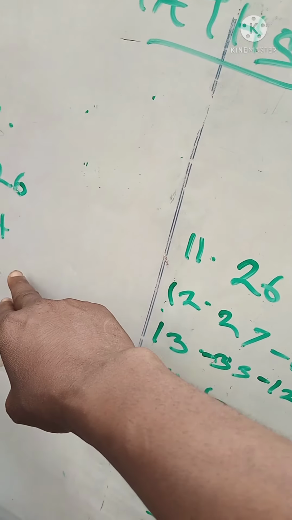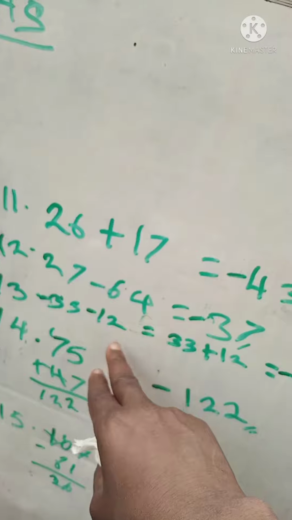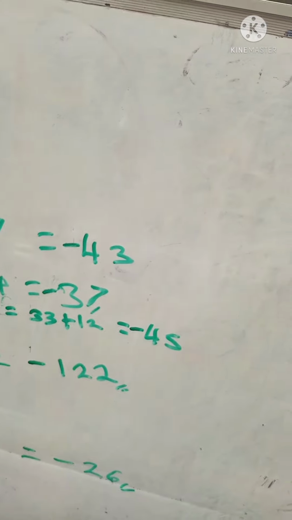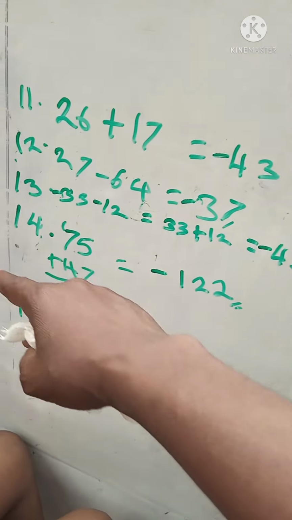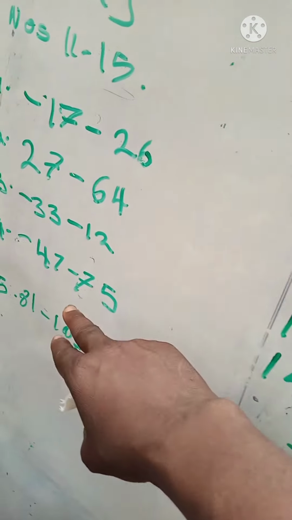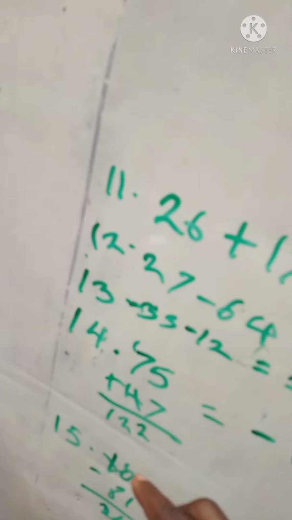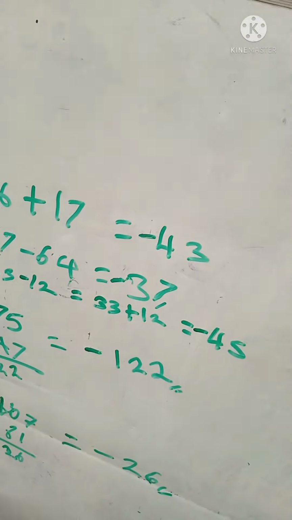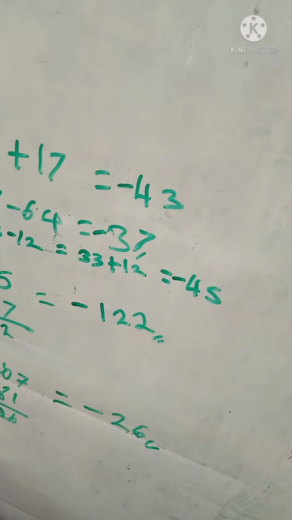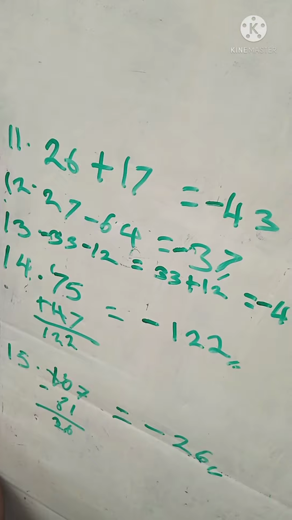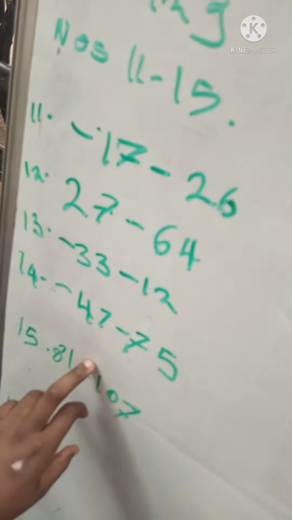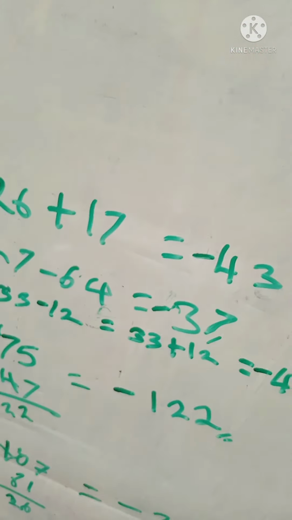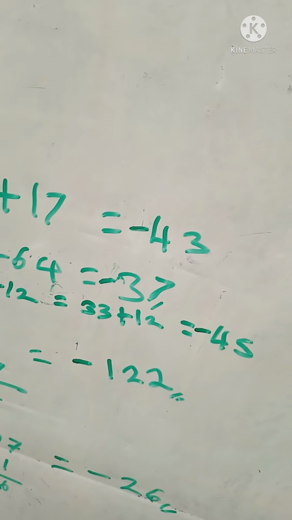Here, you have minus 33 minus 12. So she added the two numbers together because they have the same sign and put the common sign. Here also, she added the two numbers together, as you can see, and put the result. This plus this gives us this, then she put the common sign. And the last one, they have different signs. The 81 is positive, while 107 is negative. So you find the difference. The difference is 26, and she put the sign of the bigger one.